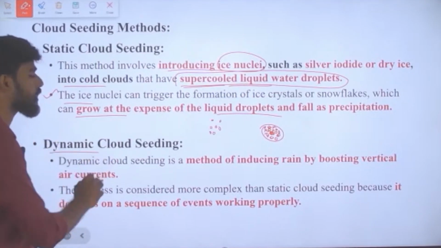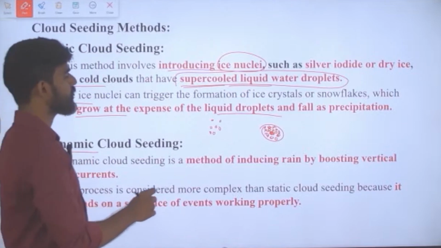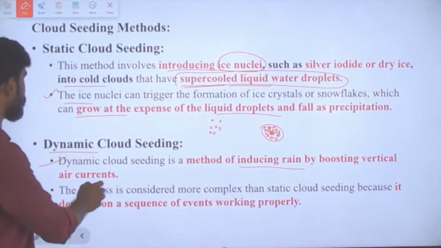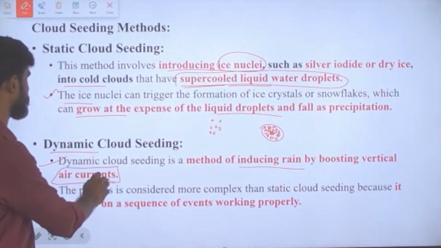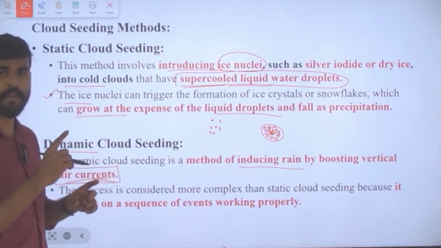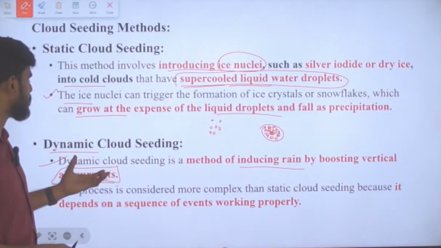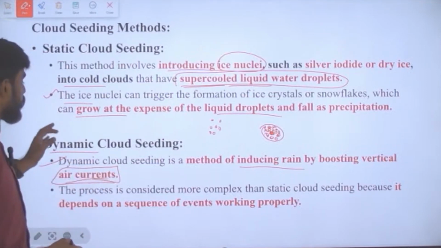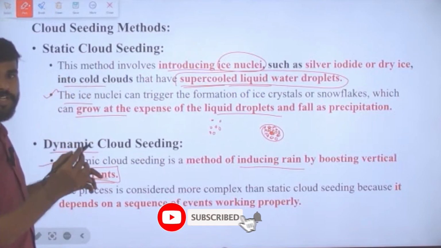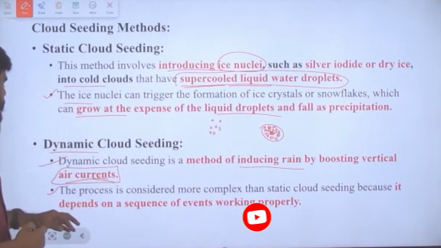Next is dynamic cloud seeding. This is another type. What is dynamic cloud seeding? It is also a method of inducing rain by boosting vertical air currents. This is very important. So they are going to boost vertical air currents within the clouds for condensation to happen. This is another method of cloud seeding, where not many chemicals are involved, but air circulation is induced among the clouds. Vertical air currents are induced.